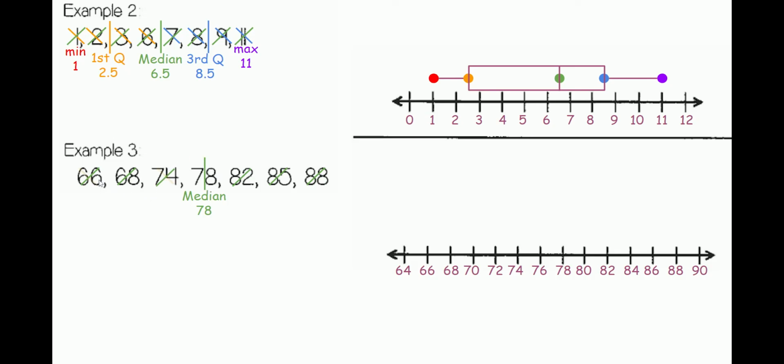So I'm going to cross off the 66 and the 74, which leaves 68 in the middle. That's our first quartile. And then we're going to cross off 82 and 88, which leaves 85 in the middle. Our minimum is 66. Our maximum is 88. So our numbers are already on the number line. We should have a minimum at 66, 68, something at 78, third quartile at 85, which is between 84 and 86, and maximum at 88, which is right over there.